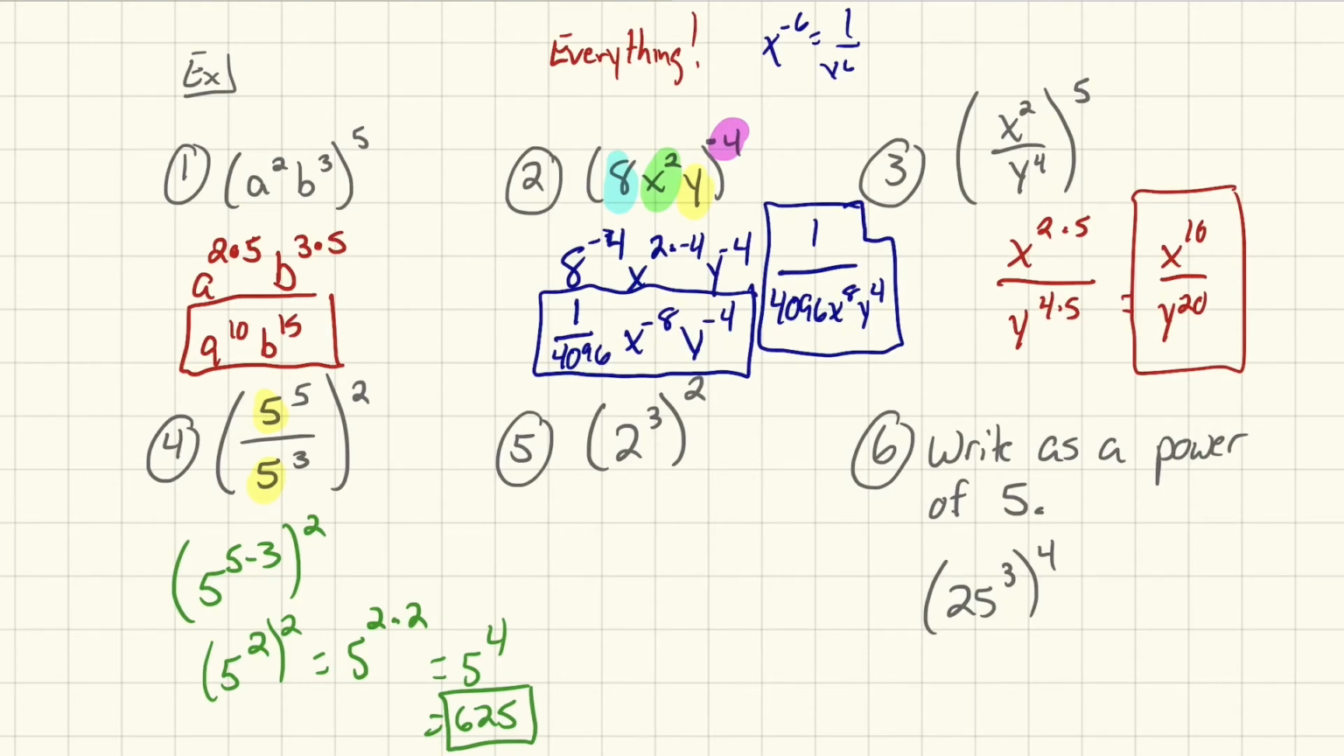Okay. Again, we have 2 to the 3rd squared. We can go ahead and just use our exponent rules here and say, well, that's just 2 to the 3 times 2. And 2 to the 3 times 2 ends up being 2 to the 6th power. And 2 to the 6th power is 64.